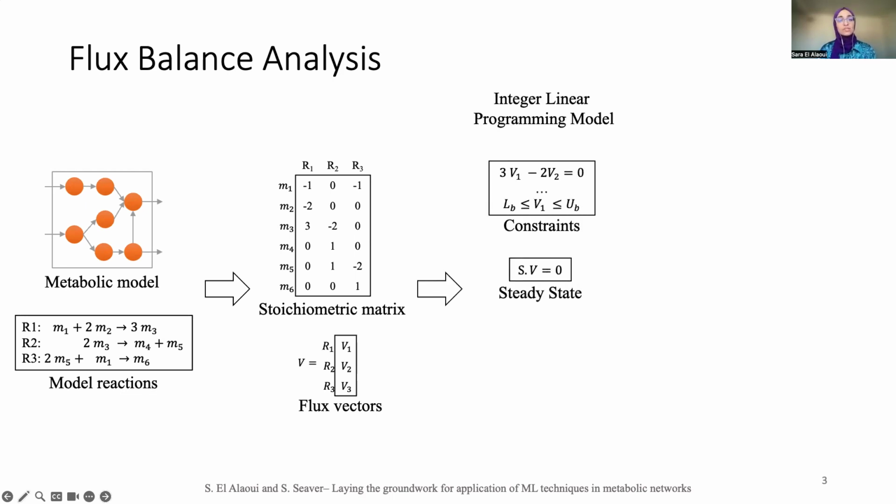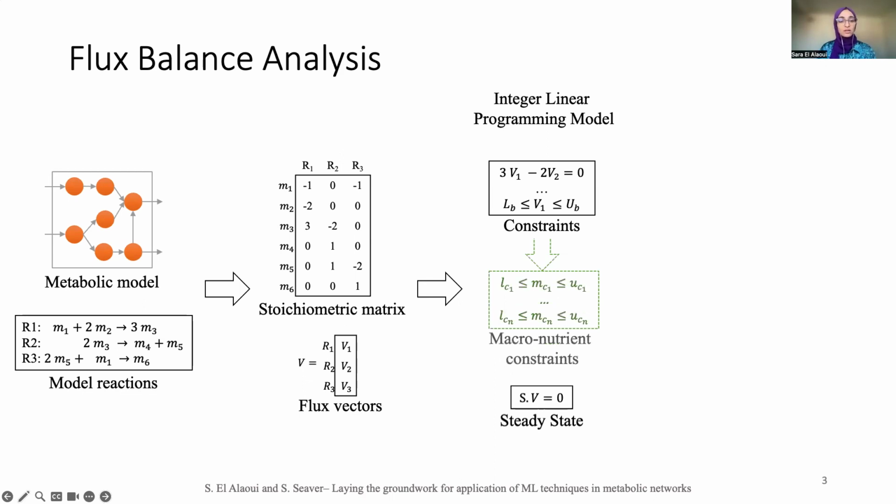And then we represent this as an integer linear programming model that has certain constraints that are related to macronutrients. So I have an upper bound on the uptake of CO2, for example, or the uptake of water or of light. Whatever is the limiting factor here, we can have some upper bounds on that. And then I simulate the network at steady state, which means whatever comes into the metabolic network has to come out.